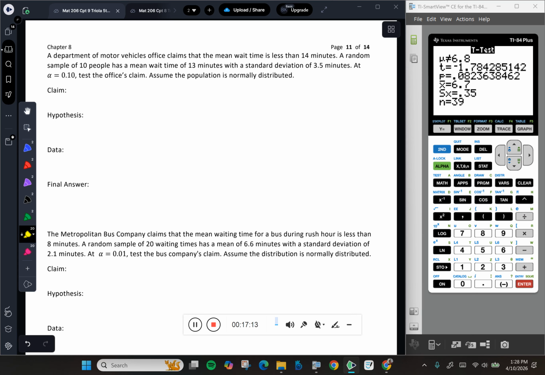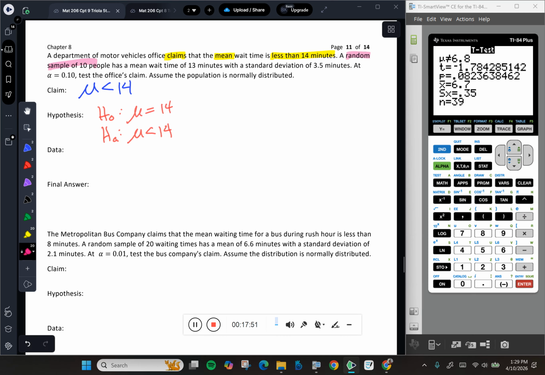A Department of Motor Vehicles office claims that the mean wait time is less than 14 minutes. So there's my claim: the mean is less than 14 minutes. That is a statement of inequality, not equality, which means we're looking at an alternate hypothesis. So the alternate is that the mean is less than 14, and our null would be the mean is 14 or higher. Now let's gather some data.